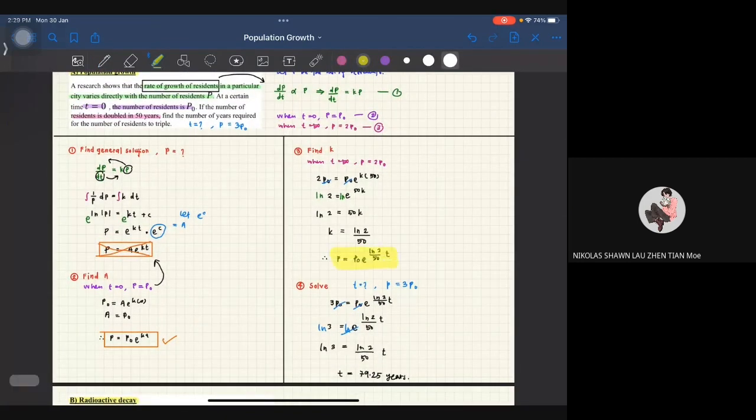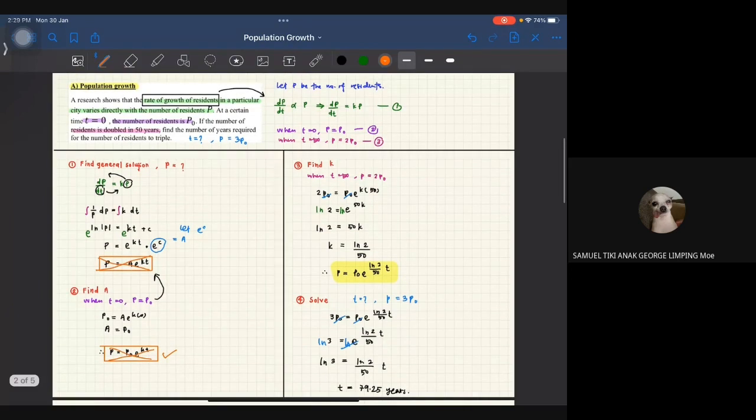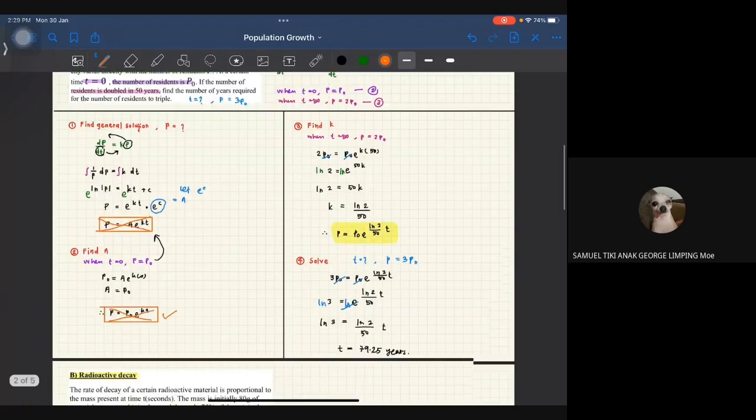Okay, soalan lagi ke? Ada soalan tak? Okay, Miss. Okay, boleh faham? Boleh, Miss. Boleh. Okay. Alright, good. Okay, so kita dah settle application yang pertama, population growth. Okay, so let's take a look at the second application.